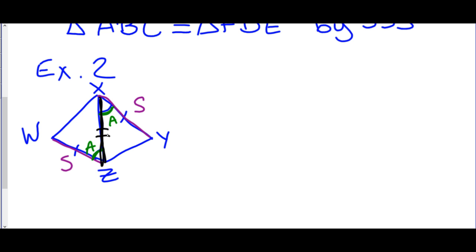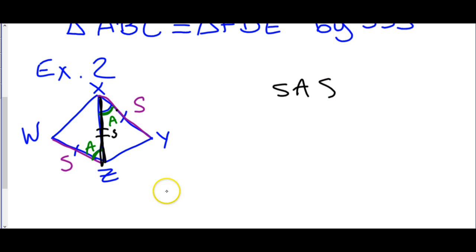It also has a matching. So this is another side. So we have a side, we went to an angle in between the 2 sides we've colored in, and another side. So these two triangles would be congruent by side, angle, side.